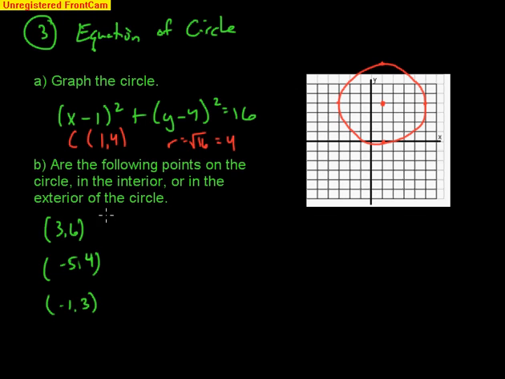Alright, so now the question is, can you tell me which of these points is on the circle, in the interior, or in the exterior? So let's graph these points and see what we get. So 3, 6. 3, 6 is right here. I'm going to say that's in the interior.